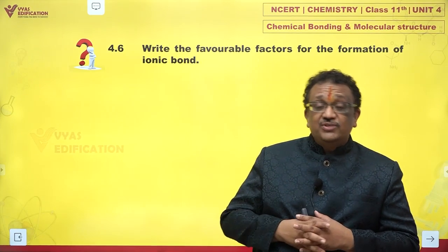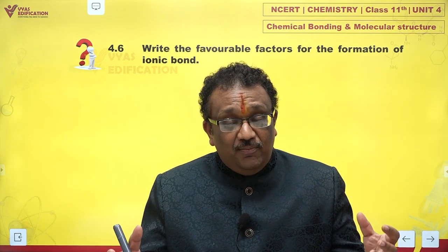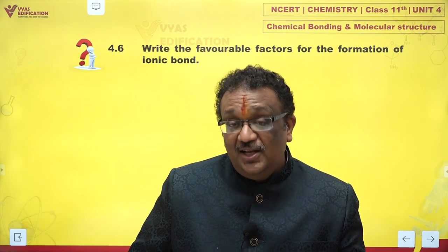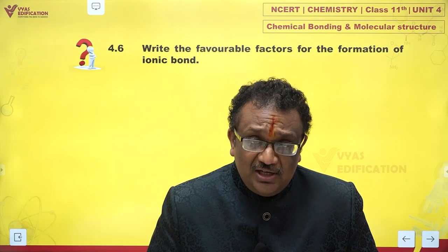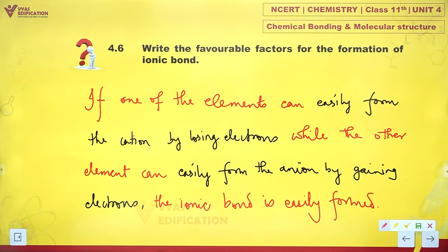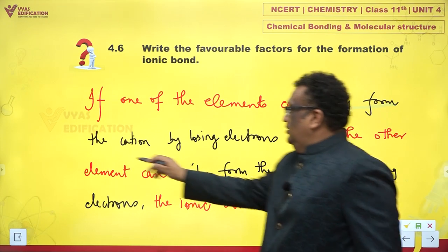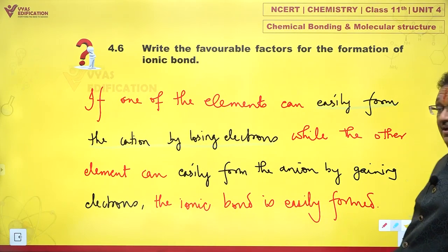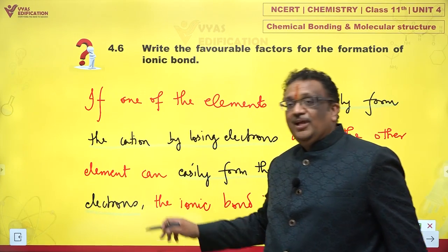And then, what are the conditions which are favorable for formation of an ionic bond? Very simple. If you have two elements, out of which one can easily form the cation and the other can easily form the anion, then you get an ionic bond. That follows directly from the definition itself. So let's write it down. If one of the elements can easily form the cation by losing electrons, while the other one can easily form the anion by gaining electrons, then the ionic bond can be formed very easily.